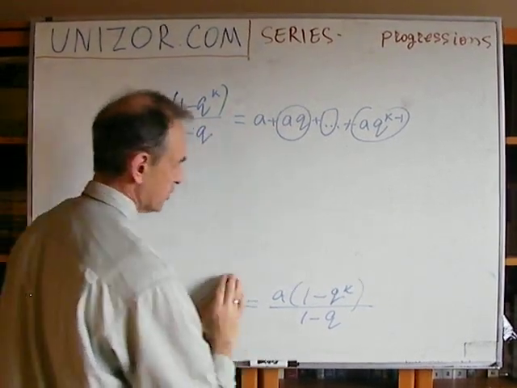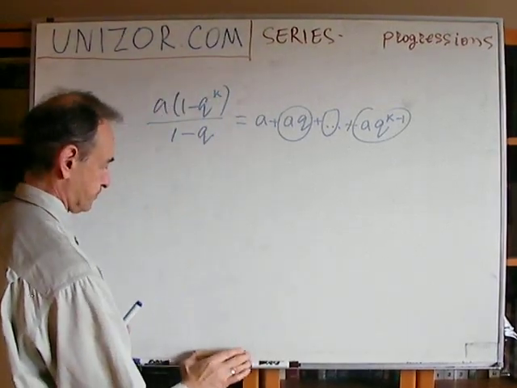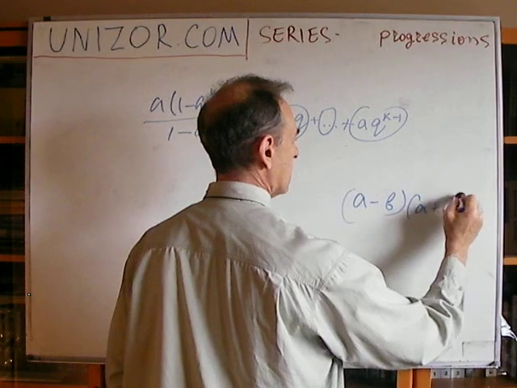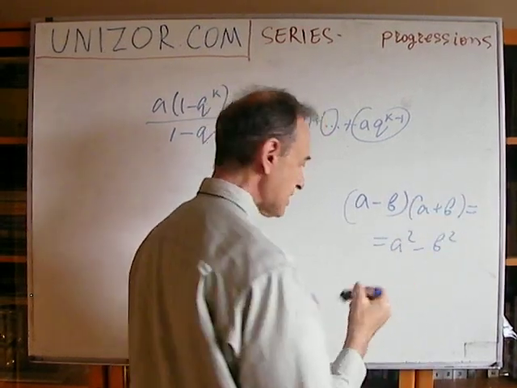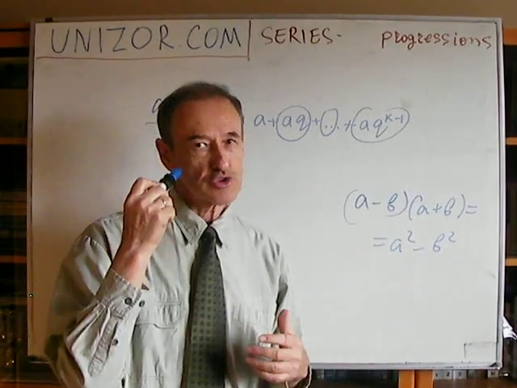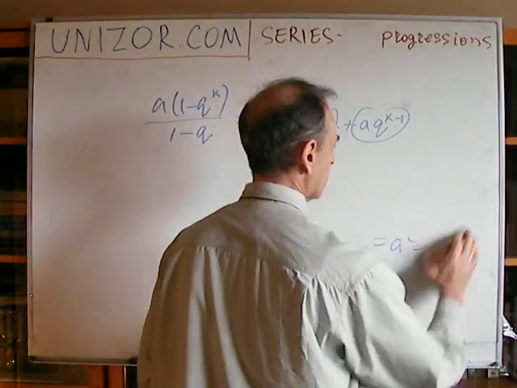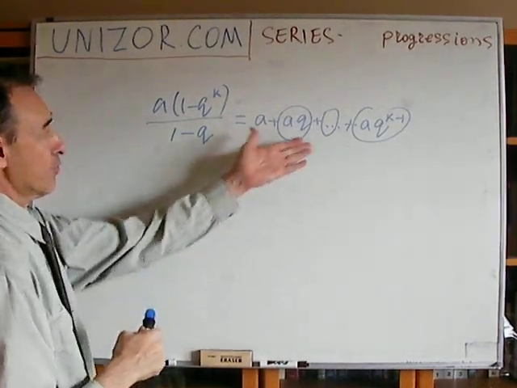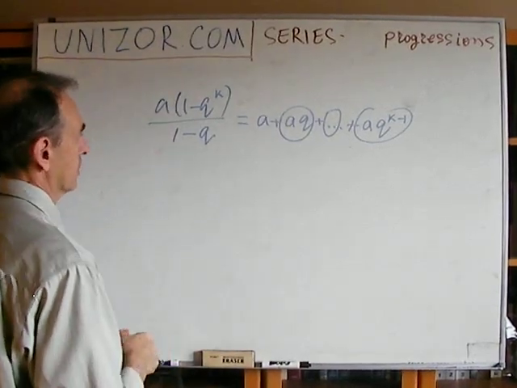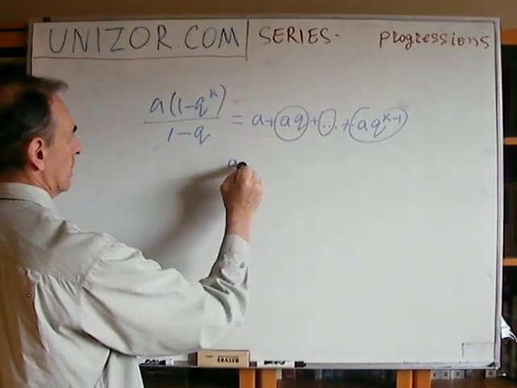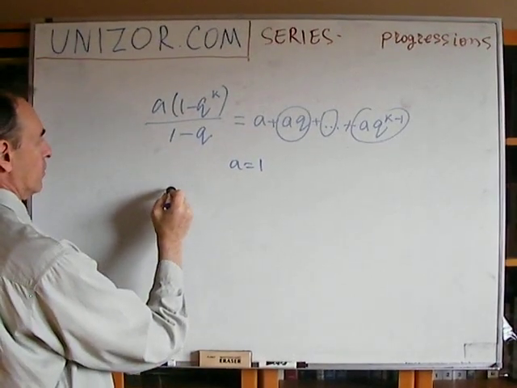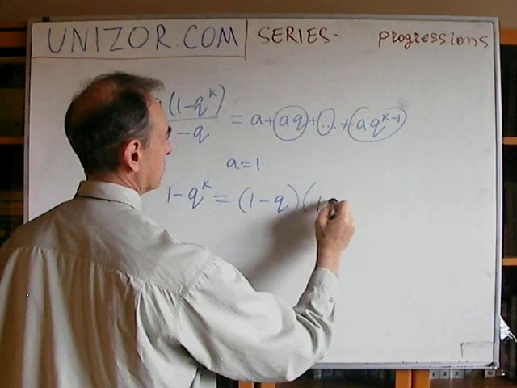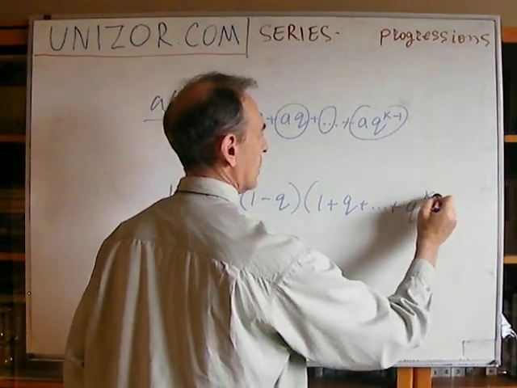Now, the interesting formula which I actually wanted you to remember, it's more or less in line with the formula you remember, a minus b times a plus b is equal to a squared minus b squared. It's a very fast kind of formula which you probably remember. Now, this is not as short, but it's also a very useful formula. Why don't you put a equal to 1 in both cases? Now, this formula is true for any a and any q, more or less, right? So let's assign a equals 1. So what happens? Well, 1 minus q to the k is equal to 1 minus q times 1 plus q plus etc. plus q to the k minus 1.